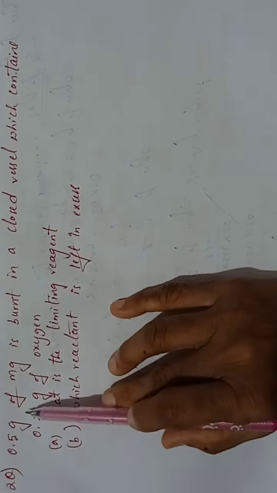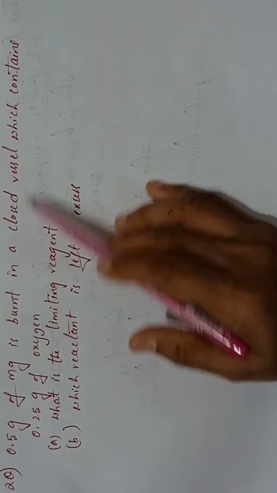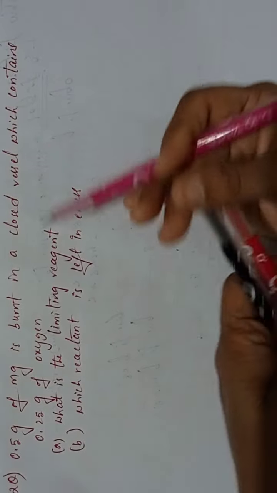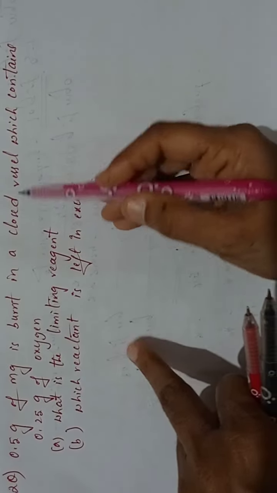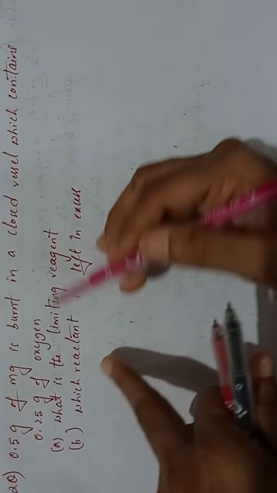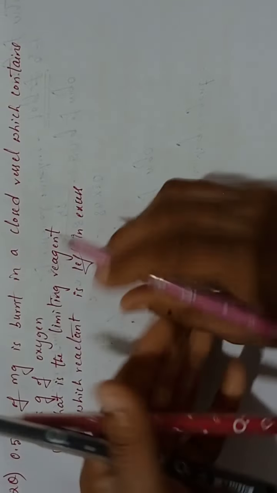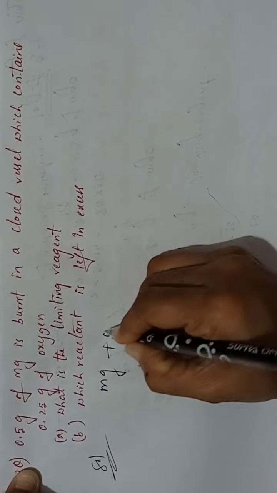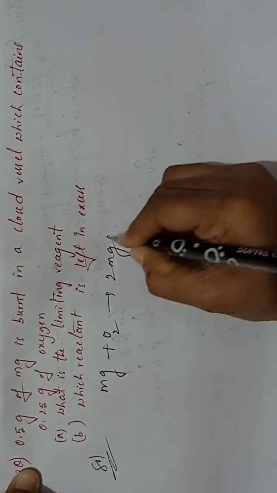Now see, students, this second problem. In another second problem, 0.5 grams of magnesium is burnt in a closed vessel which contains 0.25 grams of oxygen. Now, magnesium is burnt in a closed vessel which contains oxygen. So what is the reaction, students? Magnesium combined with O2, same reaction, gives 2MgO.